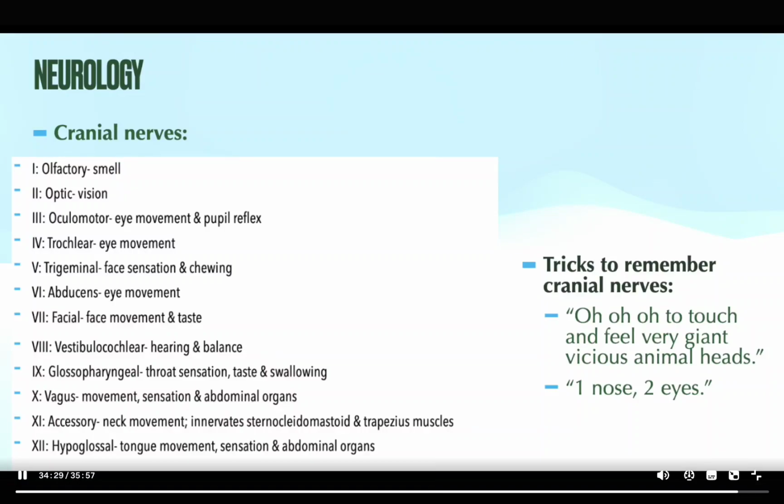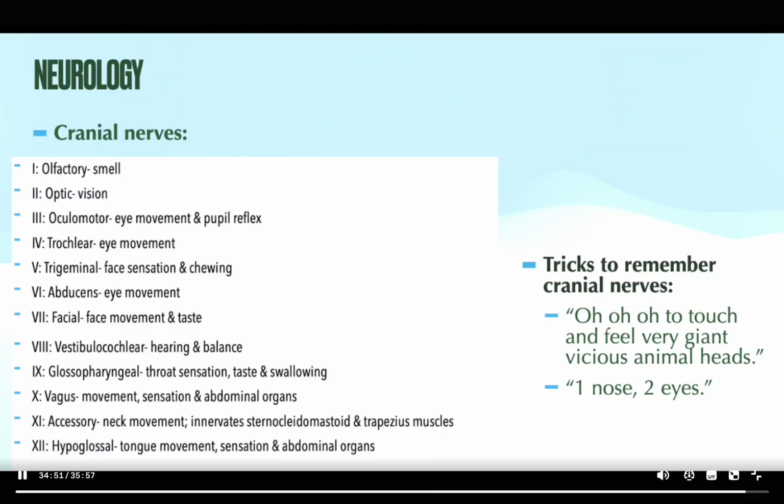There are some different memory tricks to remembering the cranial nerves. If you Google it online, one of them was pretty inappropriate, so I didn't put it here, and I just put in a variation of that. It's the phrase, "Oh, to touch and feel very giant vicious animal heads." So if that helps you remember, then wonderful. You can use that as a little trick.